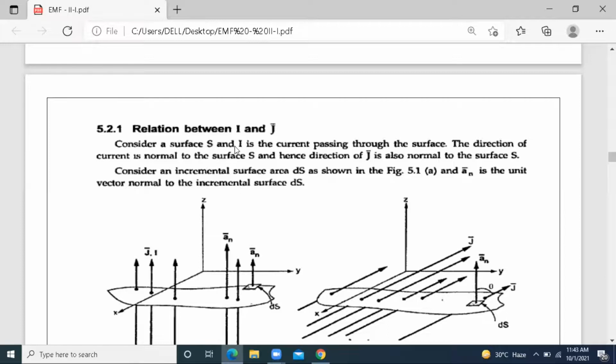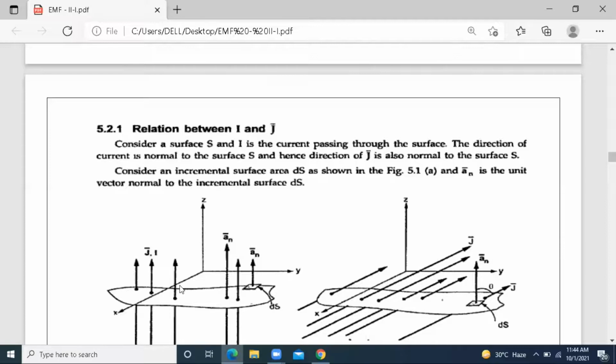Consider a surface S. Here's a surface S, right? And I is the current passing through the surface. The direction of the current is normal to the surface S, and hence the direction of J is also normal to the surface. This is going to be very important. That means your current runs normal to the surface, at right angle, right?